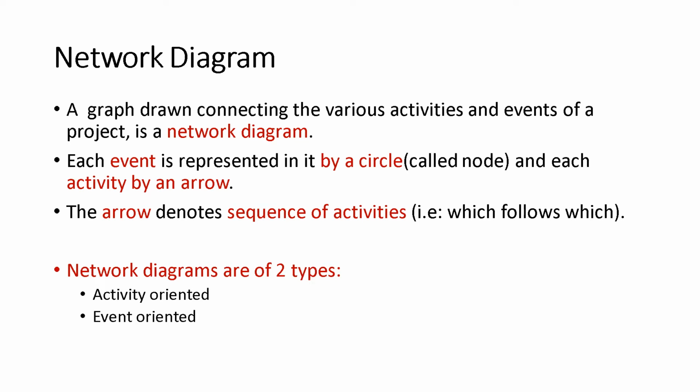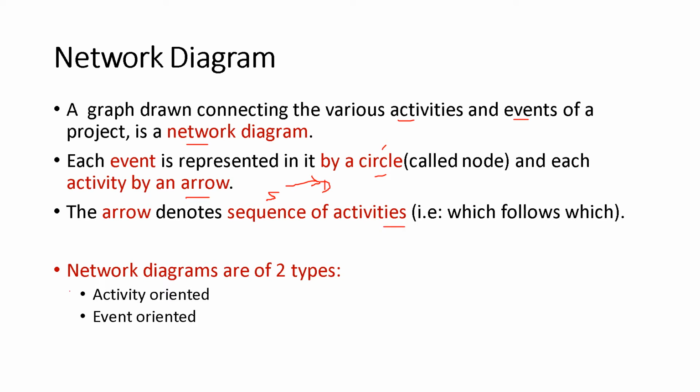A graph drawn connecting the various activities and events of a project is a network diagram. That is, it is a graph connecting activities and events based upon the transaction flow. Each event is represented by a circle and each activity by an arrow. You have to put the arrow from the source to the destination. Nodes are represented by circles and activities by arrows. Arrows denote the sequence of activities.